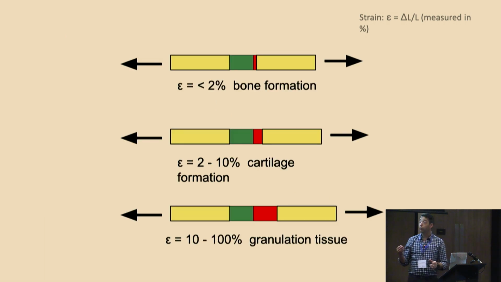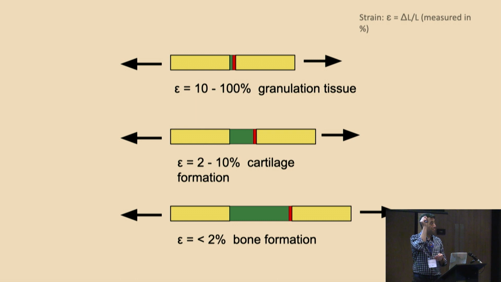Here we see a pictorial representation of that. So the green is the fracture gap, and if you look at the fracture gap, the same size fracture gap in all three examples, the red is the amount of relative motion. Then the increasing relative motion leads to the different types of tissue being generated.